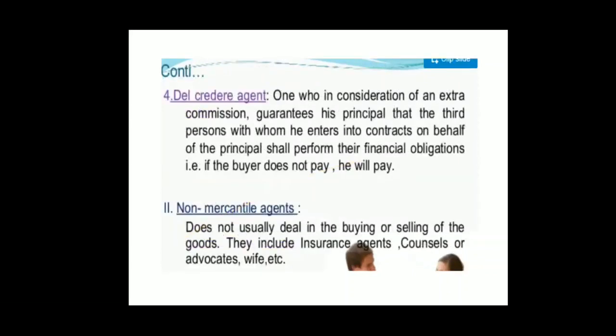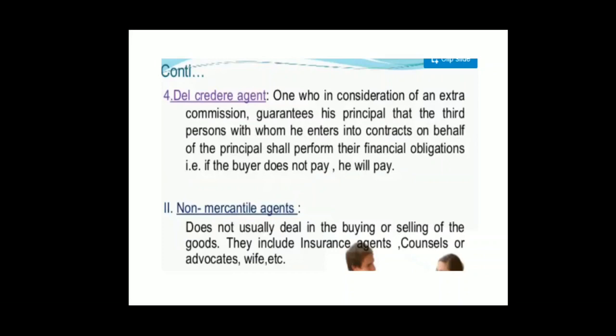Then we have another one, the del credere agent, who is paid an extra commission, as he guarantees his principal that the third person with whom he enters into the contract on behalf of the principal shall perform their financial obligation. In very short terms, if the buyer does not pay, then the agent will pay the principal, and because of that guarantee he charges some extra commission.